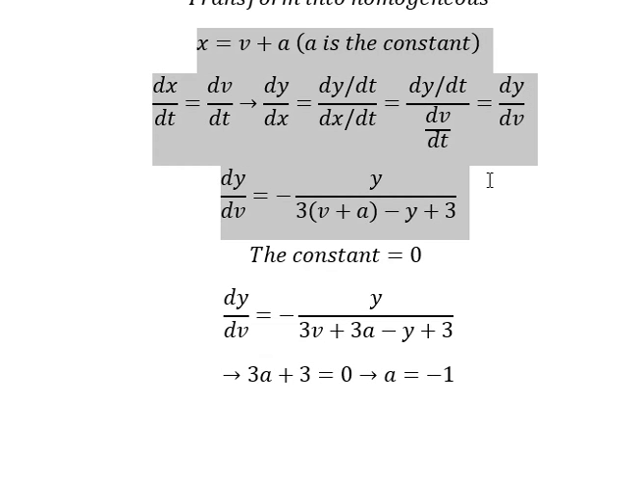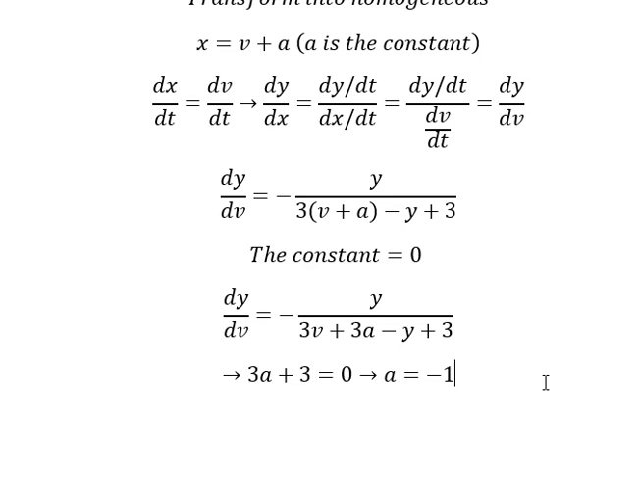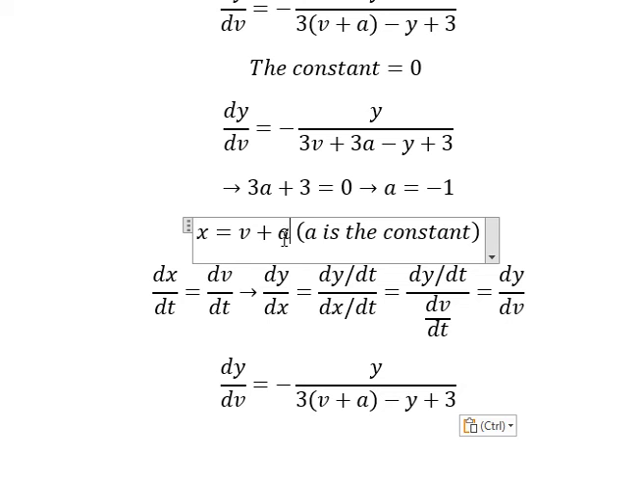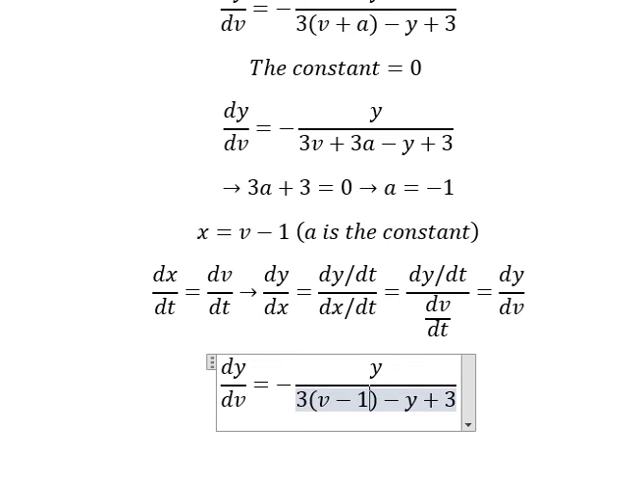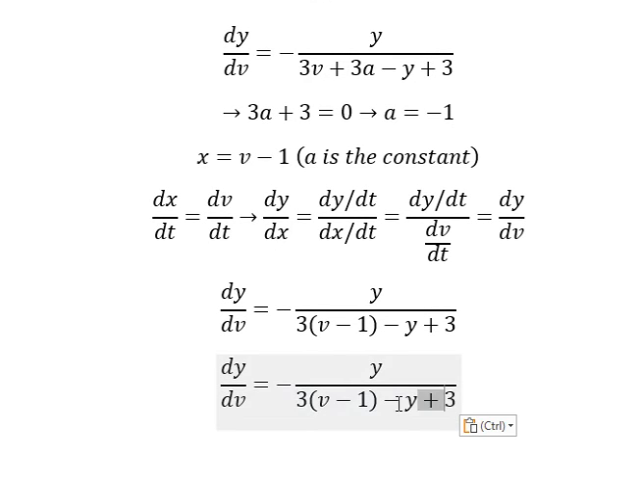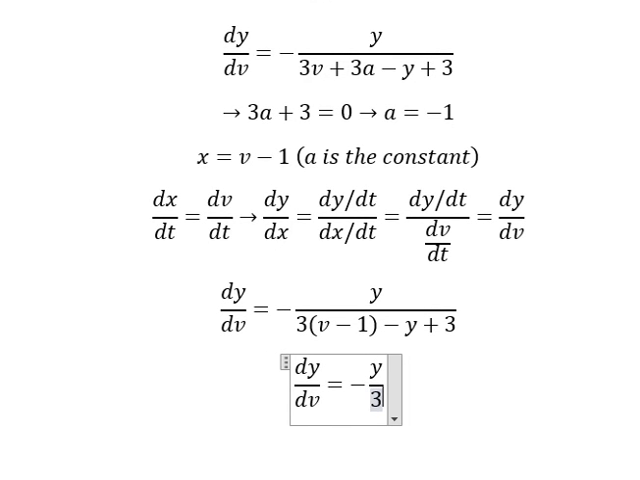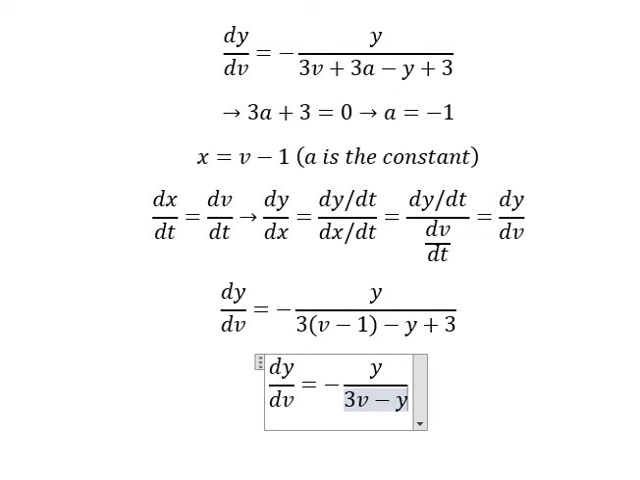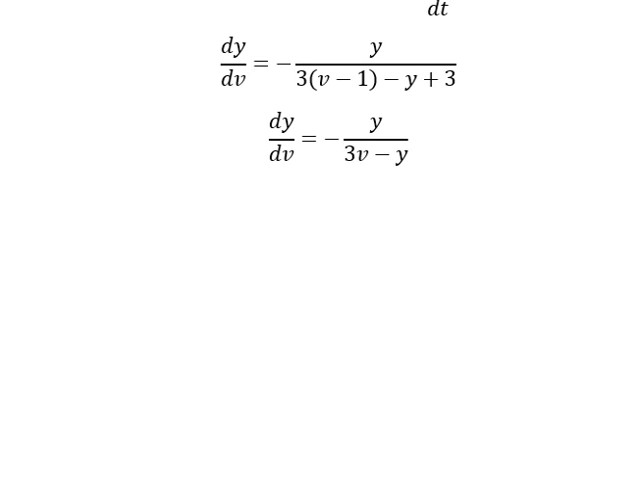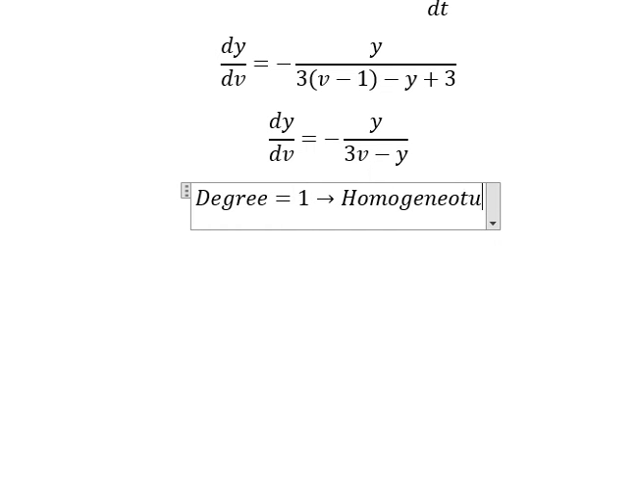So I will go back in here, and then I will put negative number 1 in here. So this one we have negative number 1. If we simplify, we just have only 3v minus y. Now we have y, v and y. They are degree number 1. So this is homogeneous.